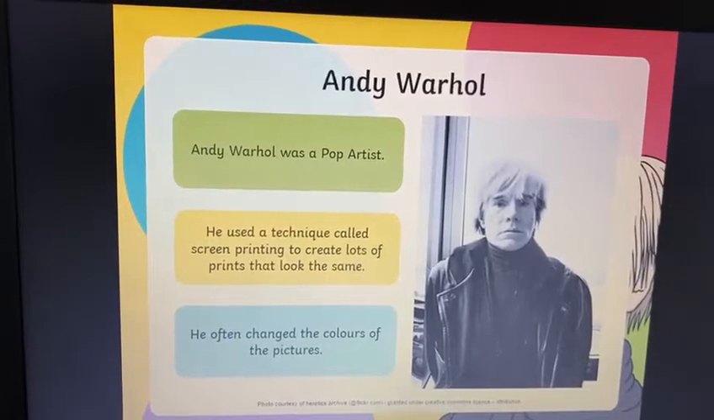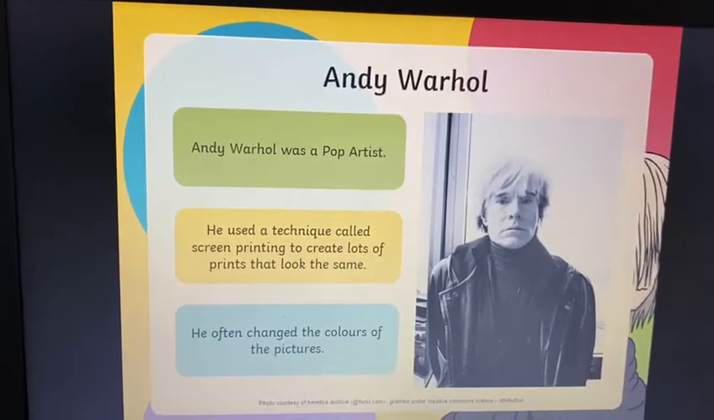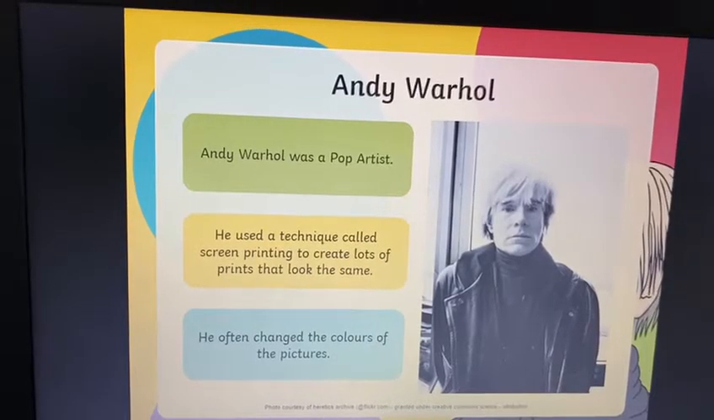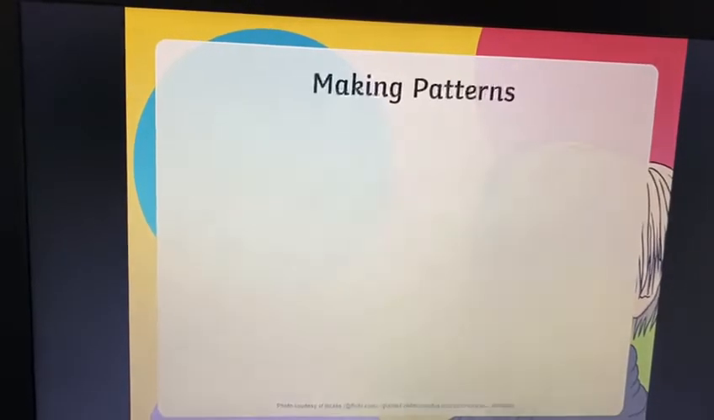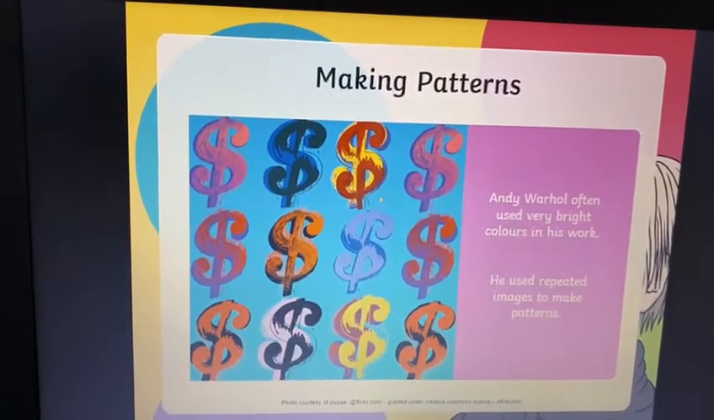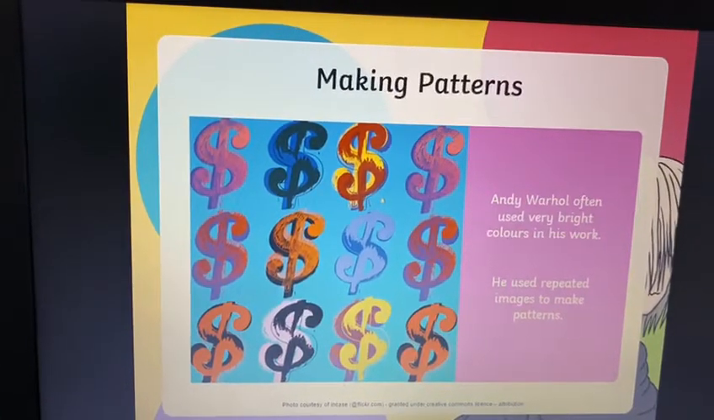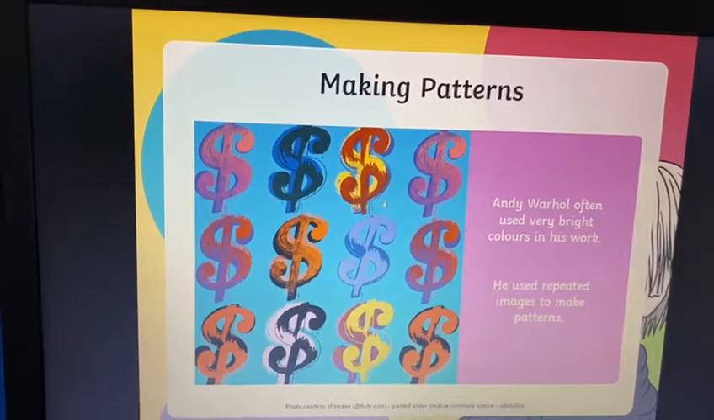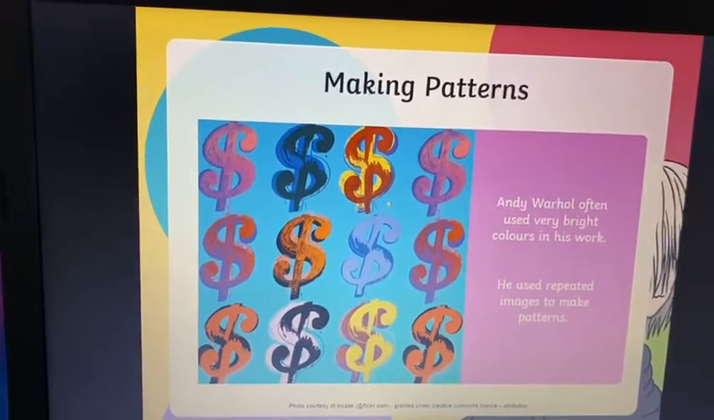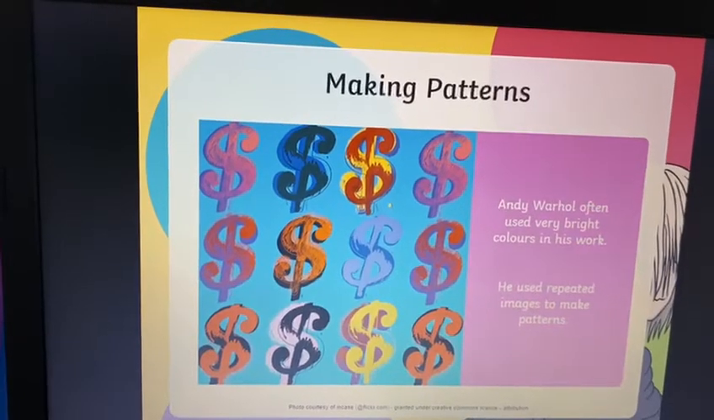Although he often changed the colours of the pictures so that it was the same shape, but just lots of different colours, lots of bright, bold colours. So Andy Warhol was all about making patterns and using bright colours in his work. He used lots of repeating patterns or repeated images to make up these patterns.